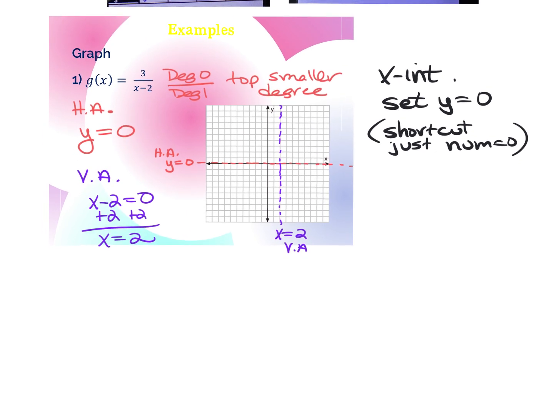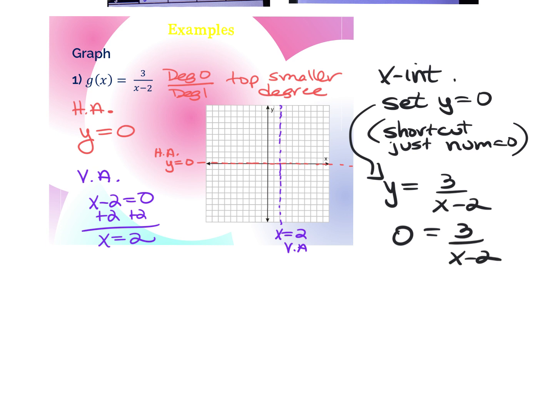So if I take my function, and remember g of x, that's just a fancy way here of saying y equals. So I'm going to set y equal to 0, and then I'm going to solve this. In order to solve it, I would be multiplying both sides by x minus 2, and then 0 times anything is 0. So if you notice, what ends up happening is you're just really setting the numerator equal to 0. And in this case, there's no variable to solve for. So this has no x-intercept when you're left with nonsense to solve.